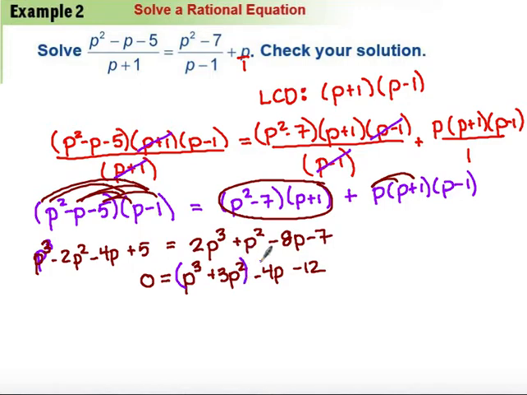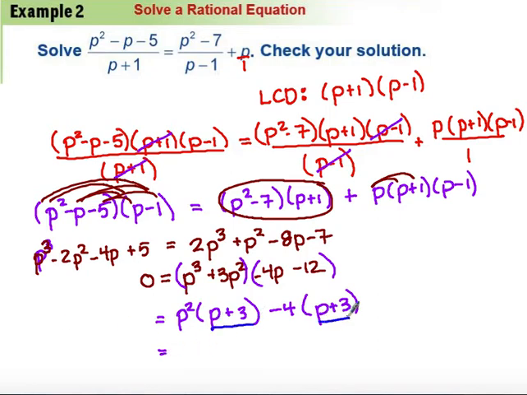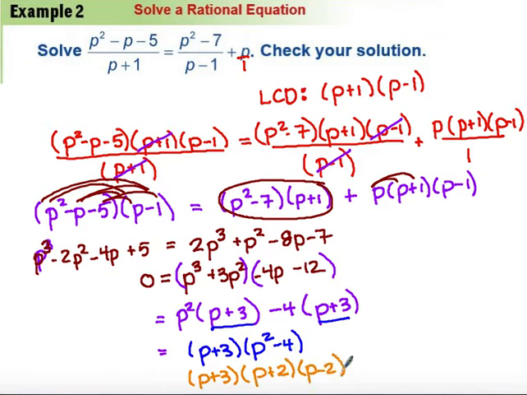So I'm going to group these terms together. In the first set, I'm going to go ahead and pull out a p squared, leaving me with p plus 3. In the second grouping, I'm going to pull out a negative 4, also leaving me with a p plus 3. Now I'm going to factor again. This time I'm going to pull these p plus 3s out. And that's going to leave me with p squared minus 4, recognizing that that's going to be the difference of 2 squares. So this is p plus 3 times the quantity of p plus 2 times p minus 2.